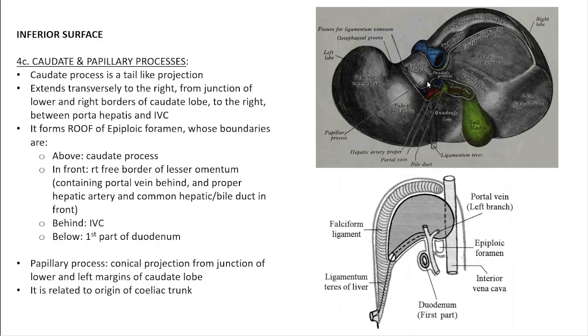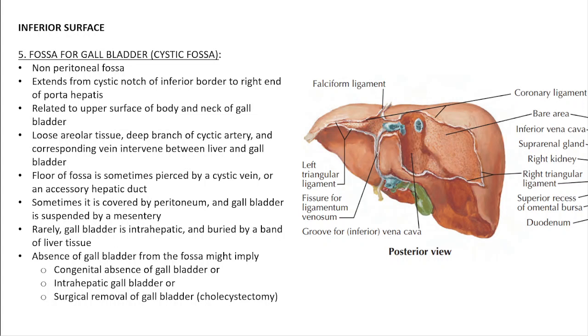Right. So what is the papillary process? We have already told you that it is lying at the junction of the lower border and the left border of the caudate lobe, and it comes in relation to the origin of the celiac trunk or the celiac artery. Then the fossa for the gallbladder. Again, one of the bare areas, non-peritoneal, extends from the cystic notch. One of the two notches on the inferior border. One was the notch for ligamentum teres, the other one was the cystic notch for the fundus of the gallbladder. So the cystic fossa extends from the cystic notch to the left end of the porta hepatis.